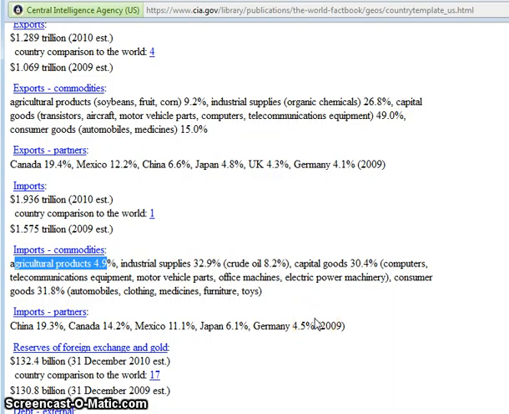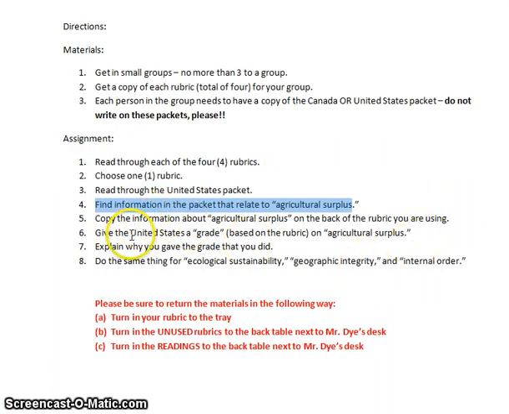So now, with that information, students would determine what kind of grade, based on the rubric, agricultural surplus would get. What would the United States get for agricultural surplus? And then do the same thing for ecological sustainability, geographic integrity, and internal order. When they were done, again, this was posted in the room. When they were done, they turned in their rubric. Then they had the unused rubrics and the unused readings, the ones that they had used for other classes.